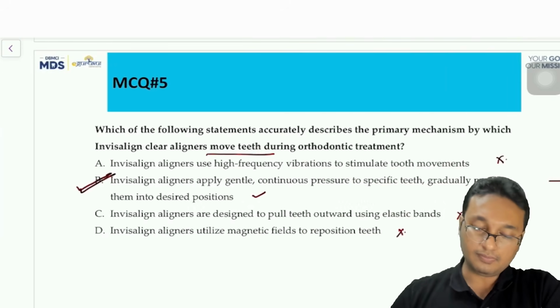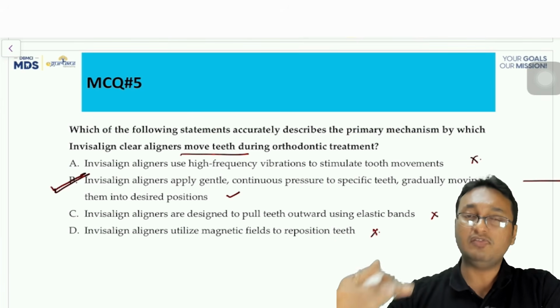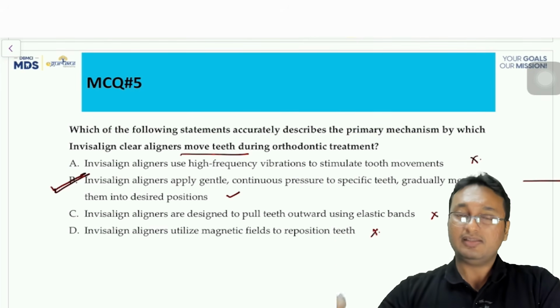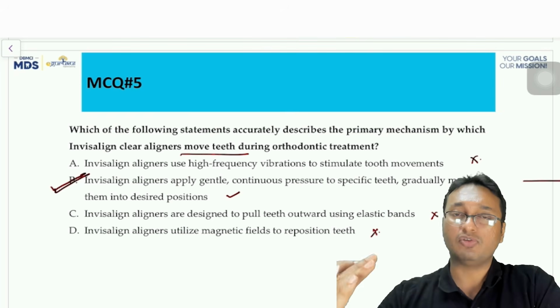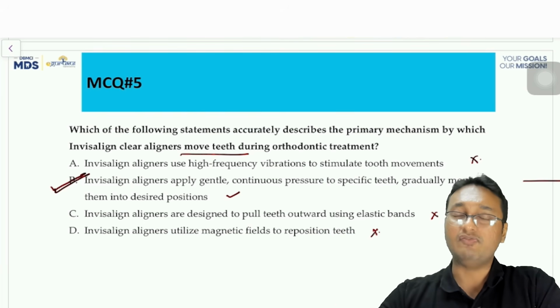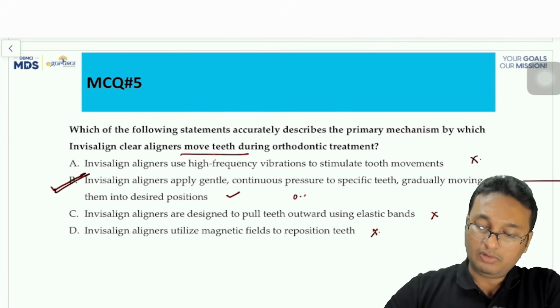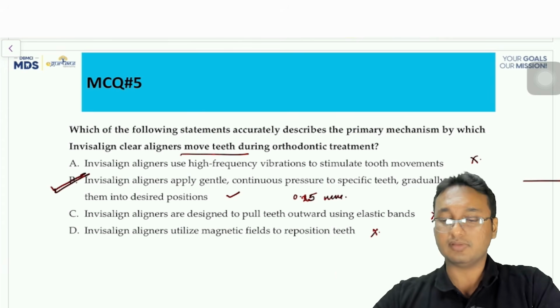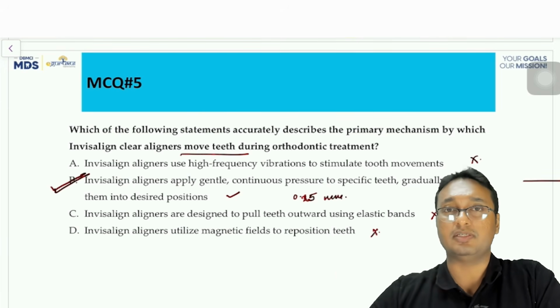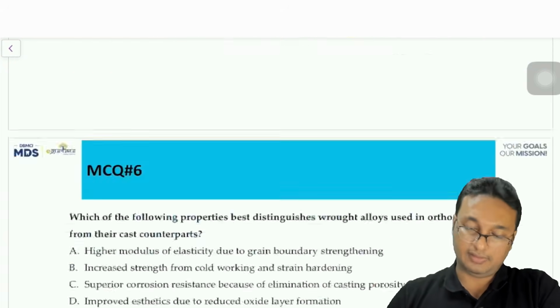All right. So that's why these aligners are changed in 1 week or 10 days. Usually the time duration for changing these aligners ranges from 7 to 10 days. It also varies from clinician to clinician, but on average, every patient changes the aligners every 7th to 10th day. During that time, the amount of tooth movement possible by each aligner is approximately 0.25 millimeter, a quarter of a millimeter. Okay? So option B is the correct answer here.